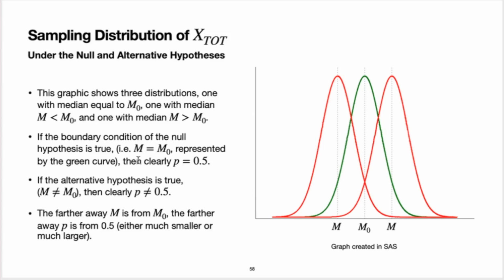And so we see if the null hypothesis is true, then p is equal to 0.5. If the alternative hypothesis is true, then p is not equal to 0.5. Either p is going to be less than 0.5 or greater than 0.5. And furthermore, we can see that the farther the true population median is from the hypothesized value, the farther away p is from 0.5. It's either going to be much, much smaller or much, much larger as cap M moves away from the hypothesized value of cap M sub 0.